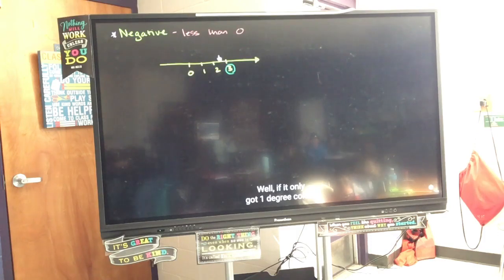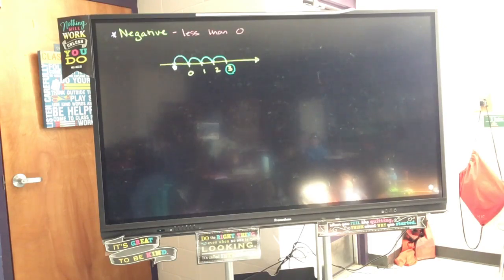Well, if it only got 1 degree colder, we would be at 2 degrees. We know we have to go 4 degrees colder. If we got 2 degrees colder, we would be at 1 degree. If we got 3 degrees colder, we would be at 0. But 3 isn't enough. We have to get 4 degrees colder. So we have to go 1 more below 0. And 1 below 0, we call that -1.